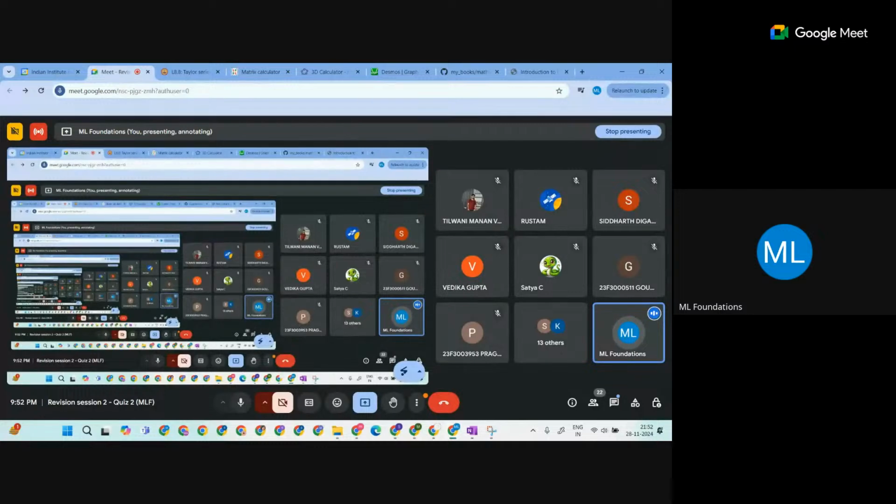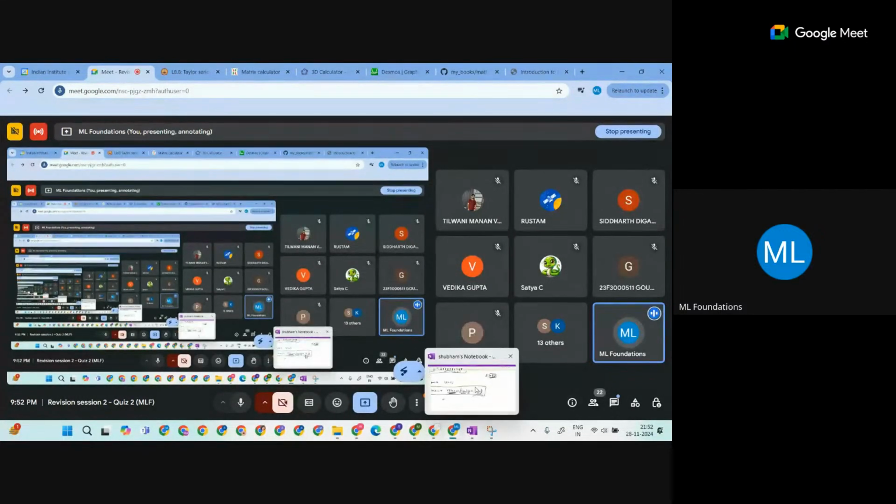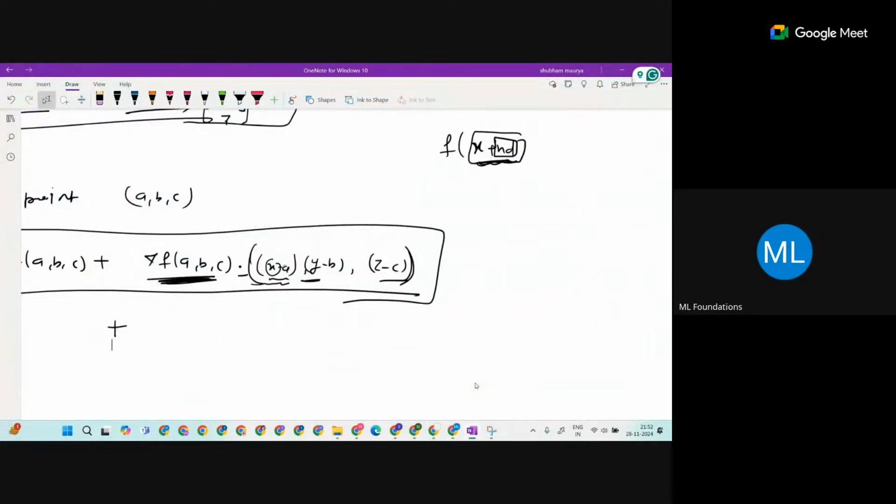Yeah, so that's all the thing also. Almost I have discussed this, even the multivariate also. So don't worry, this eta d is just an increment. Okay.